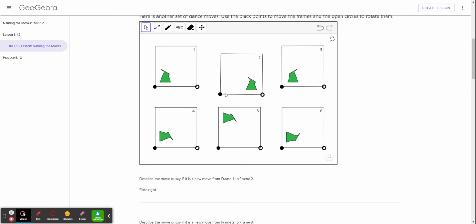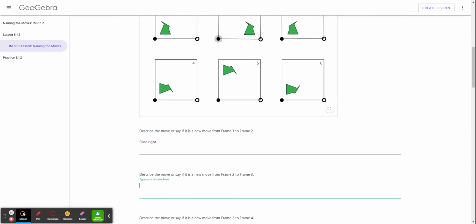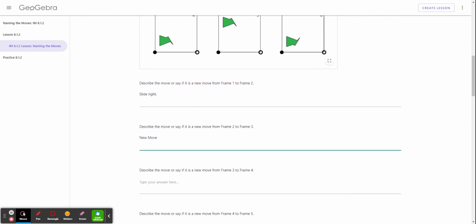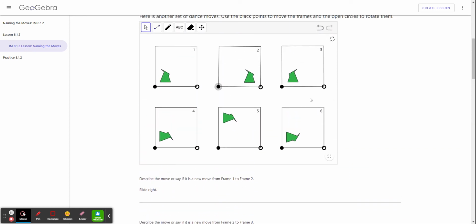So a turn is not going to get me facing the same way as I need it to be facing here in frame 3. So that means that this must be a new move, right? So I'm going to say that this is the new move from frame 3 to frame 4.